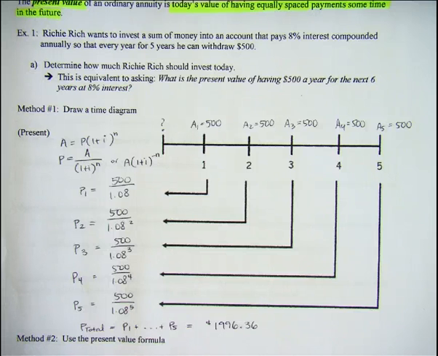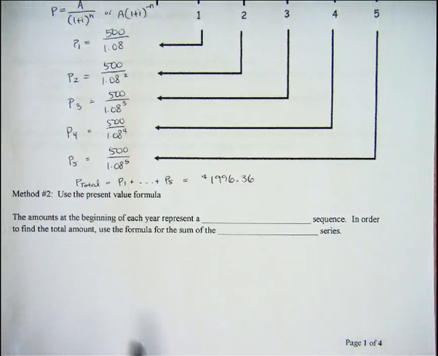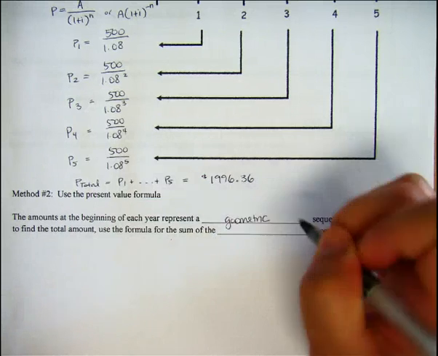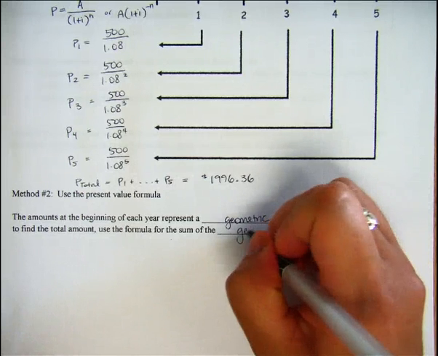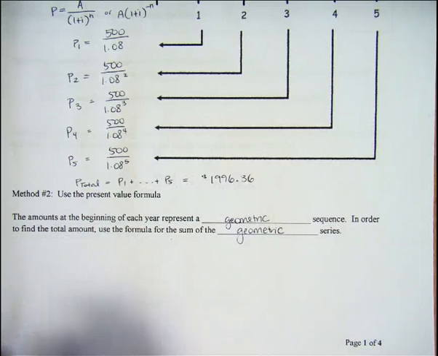Now, drawing the time diagram can get really time consuming depending on how many compounding periods you have, how many years we're talking about. So instead, we're going to come up with the formula for this. Now, if you notice, the amounts at the beginning of each year would represent a geometric sequence. And in order to find the total amount for the sum, we would just use the formula for the sum of the geometric series.